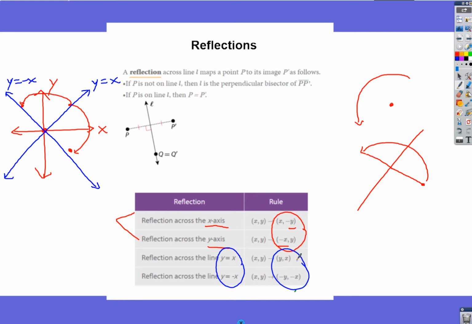But the difference is, on y equals x, where you don't see a negative, these are things you can use to remember, where you don't see a negative, what happens to the signs? They're the same, nothing happens. Just switch x and y and that's it. On y equals negative x, where you do see a negative, after you've changed the x and the y around, they both change sign.